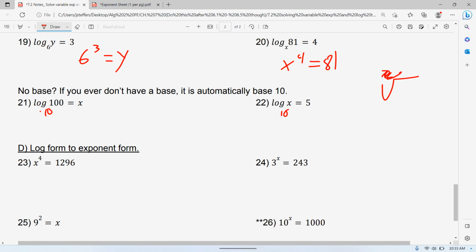Okay, so this one is 10 raised to the x is equal to 100. This is 10 raised to the 5th is equal to x. But especially with those problems where you're going to exponential form, I think a lot of people get confused because there's no base number to put in there. So remember, if there's not a base, it's always base 10.